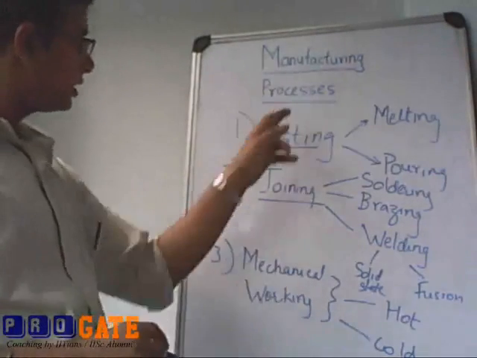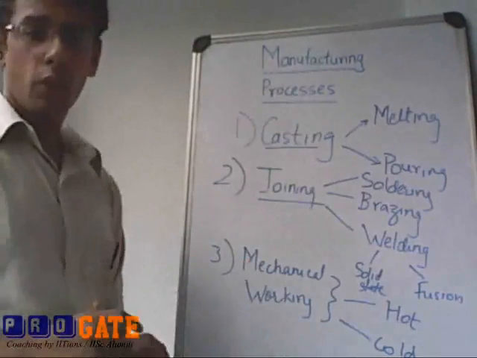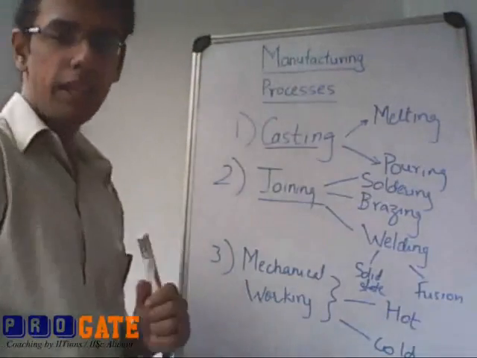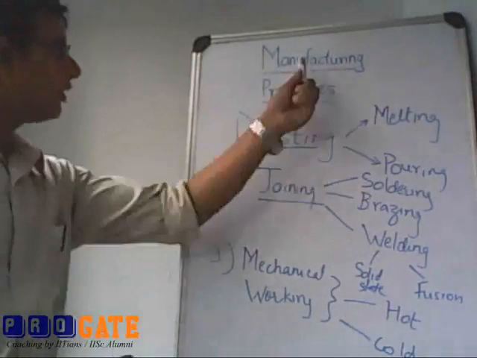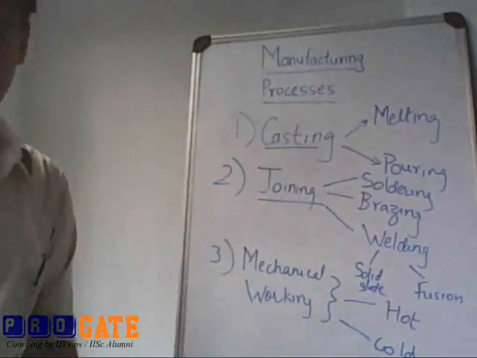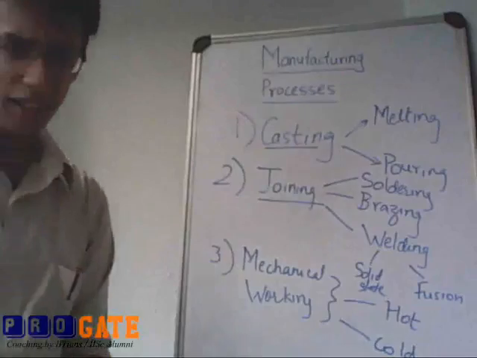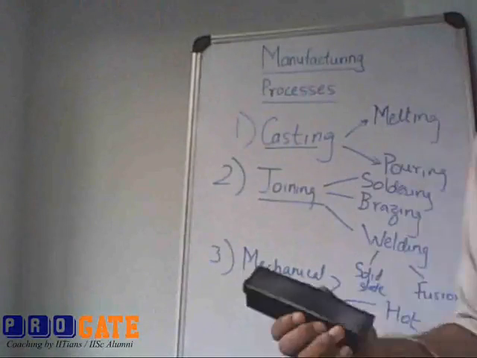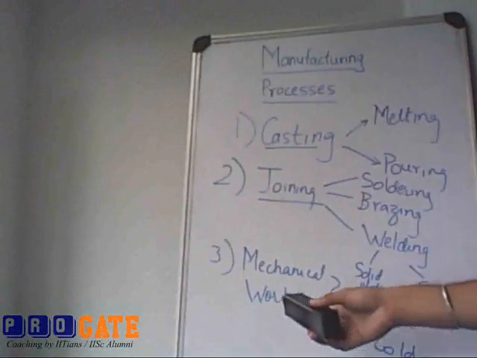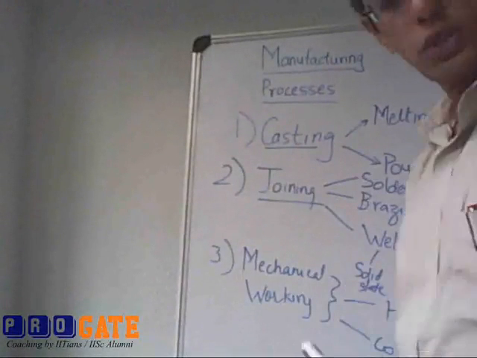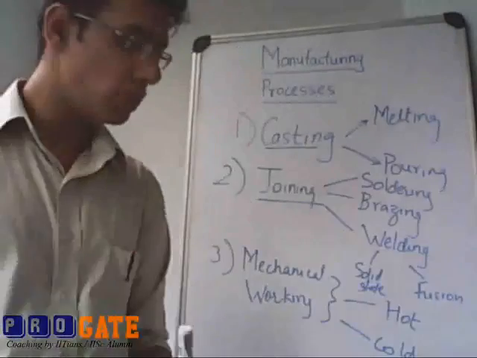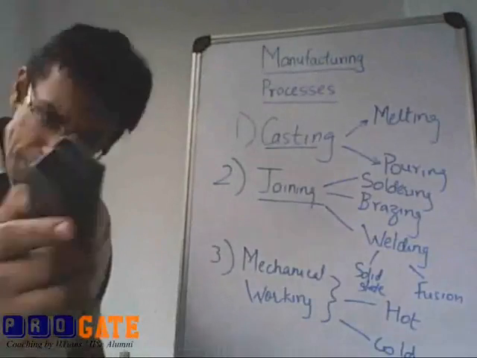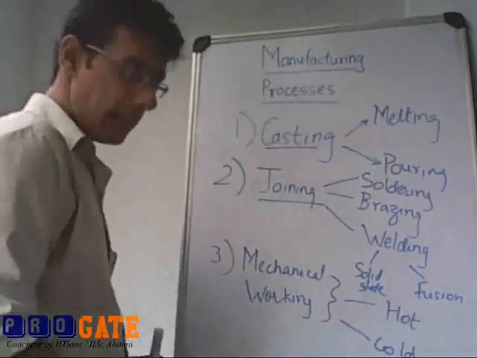After looking at these three important things, we will then move on to look at another extremely critical manufacturing process. Can you guess? Come on, think. It's not that difficult. You already have casting, joining, mechanical working, and you need one more process which is extremely critical, especially in industry. Yes sir, go ahead. Yeah, absolutely right. We're going to deal with powder metallurgy.